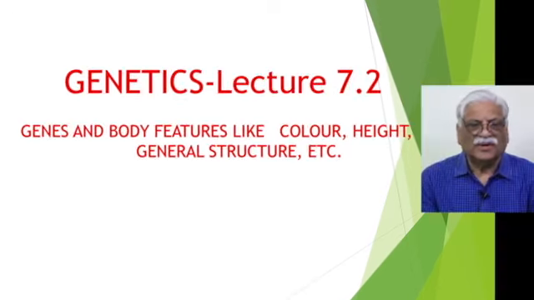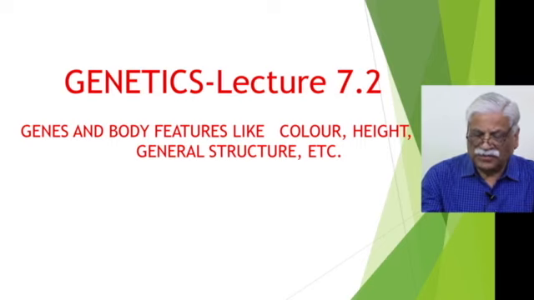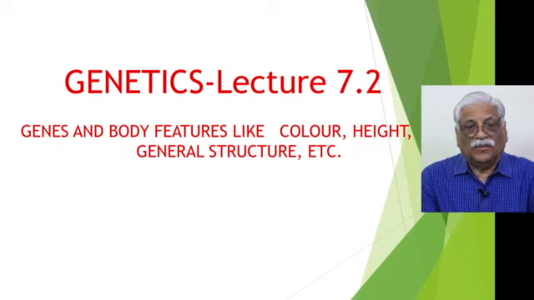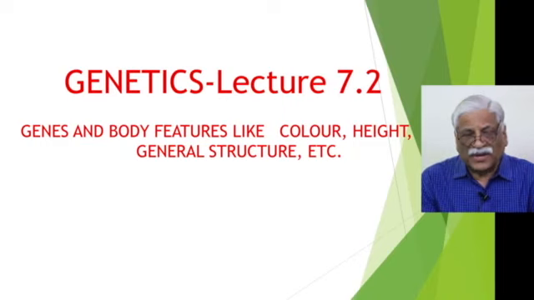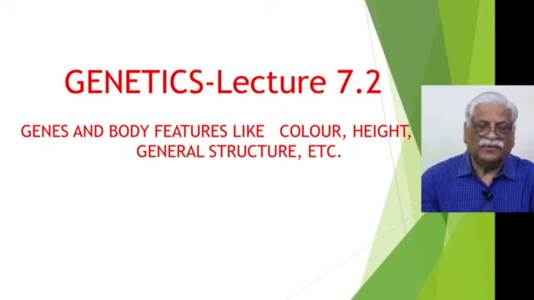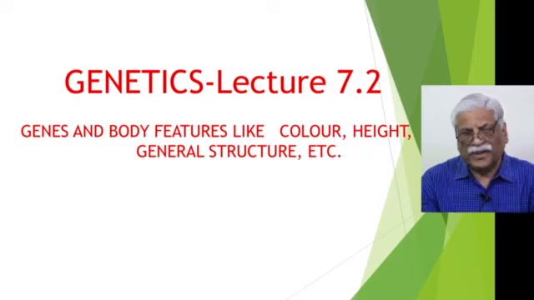In this follow-up lecture, we are going to talk about the genes and body features like color, height, general structure and how they are controlled by gene function. Well, if we talk about these kinds of characters, there are two words used basically in genetics. One is known as genotype and another is known as phenotype.